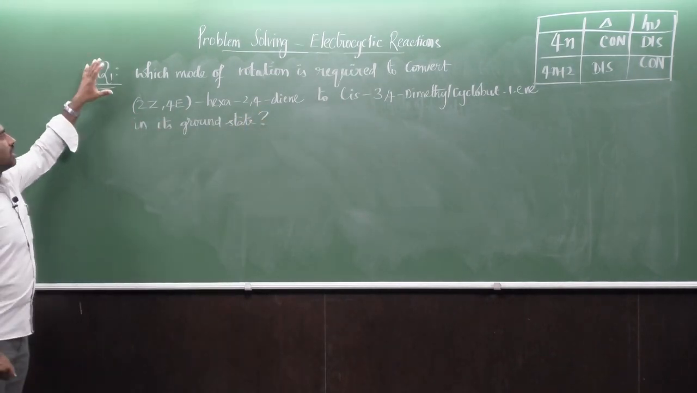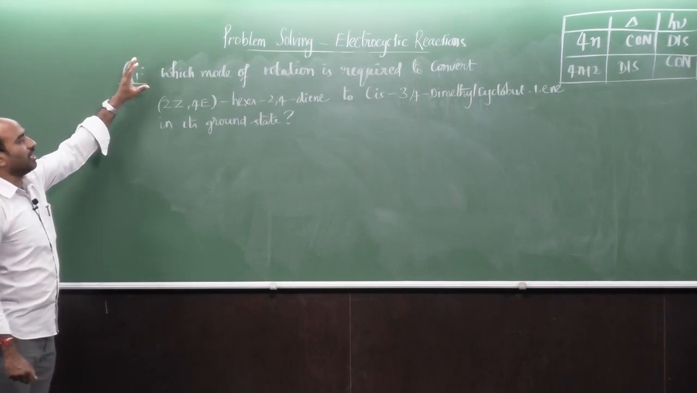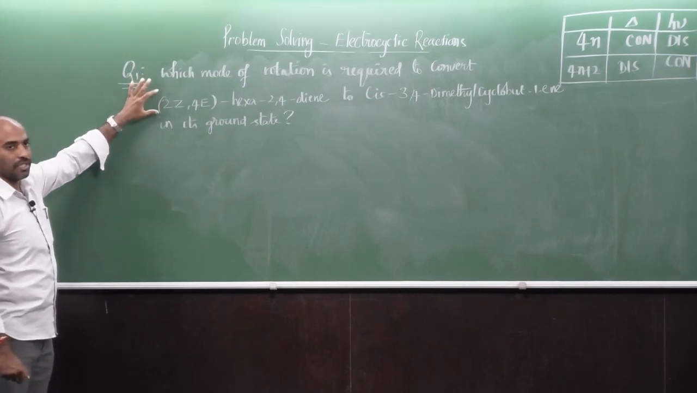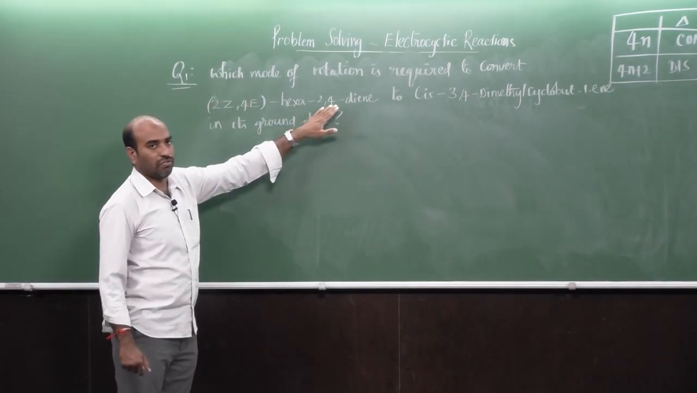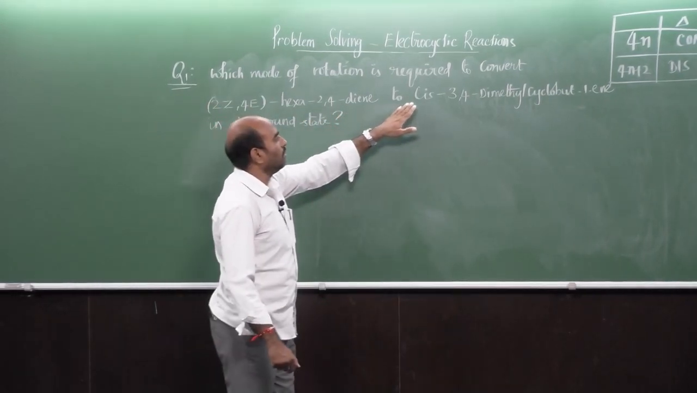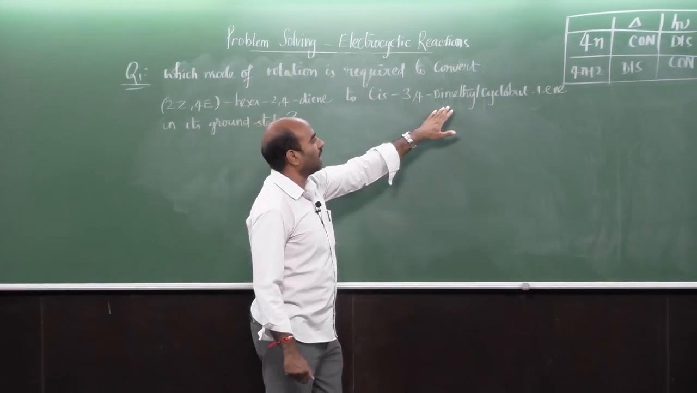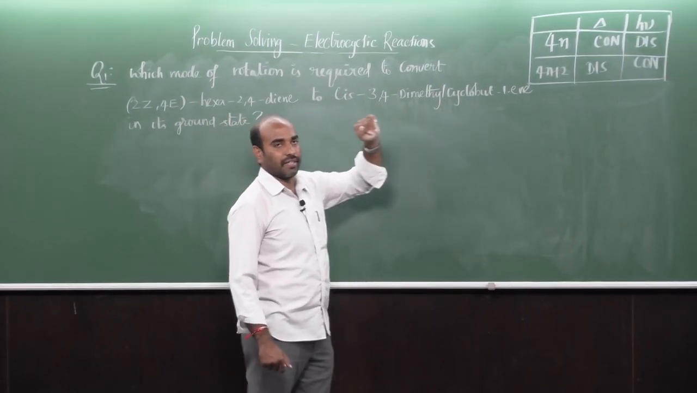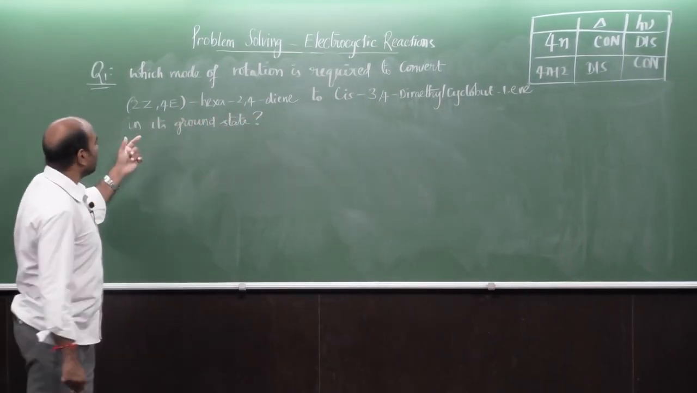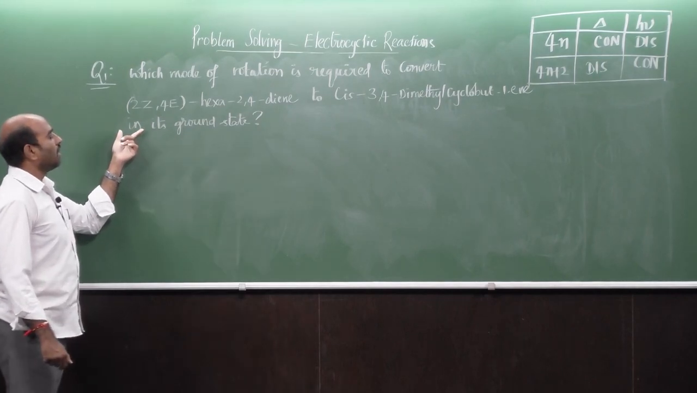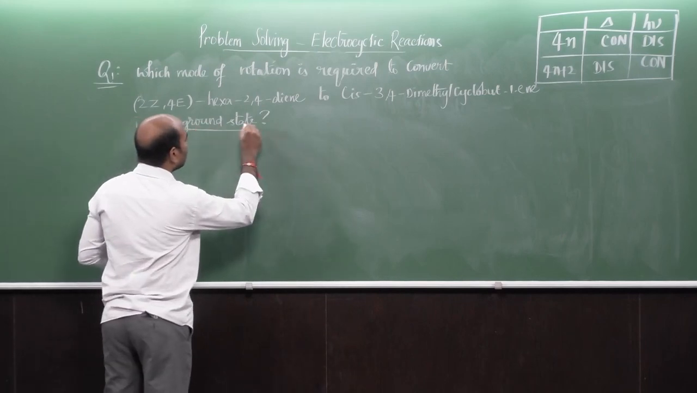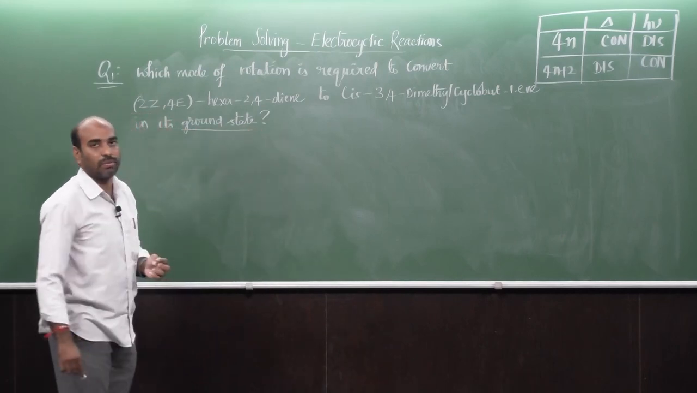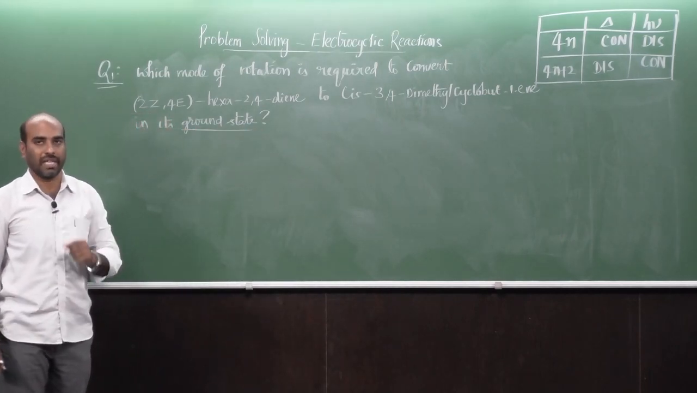So, look at this question: which mode of rotation is required to convert the 2Z, 4E hexa-2,4-diene into cis 3,4-dimethylcyclobut-1-ene? So, what is the condition they have given? In its ground state. So, if they have given this, indirectly they are asking you to perform the reaction under thermal conditions.